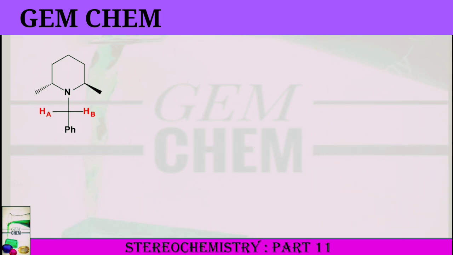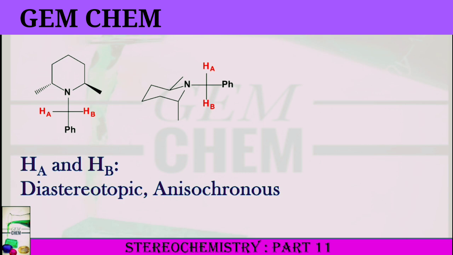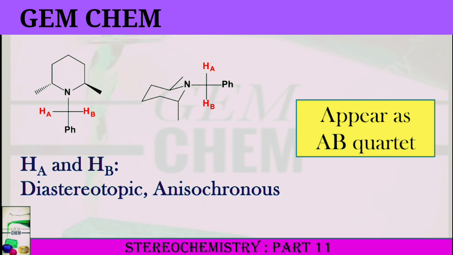When we shift to the next one, we have this trans one. In this case, when we draw HA and HB in chair form, they are actually diastereotopic in nature. We are going to get an anisochronous shift. As a result, ABq quartet is observed. The presence of Ph will cause the splitting into a quartet. So here we can see diastereotopic, anisochronous, and appearance as AB quartet.